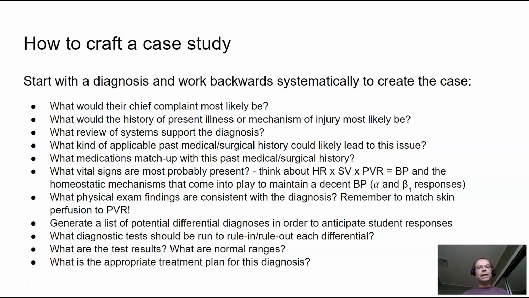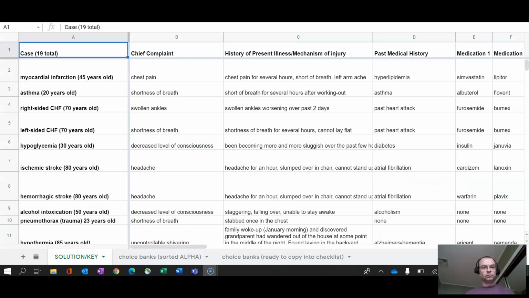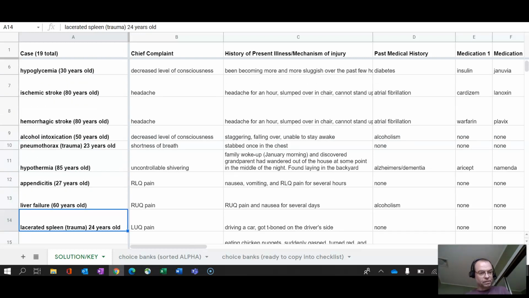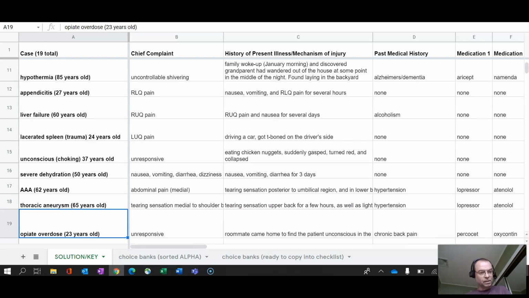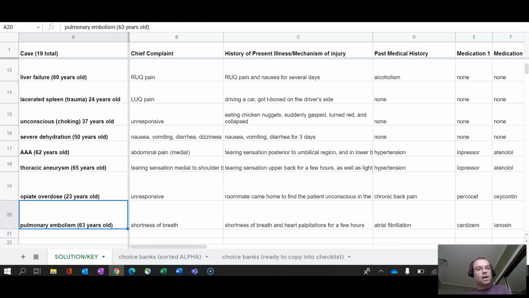So now let's take a look at a way to organize all this information in a spreadsheet. So here's the master spreadsheet that I use to organize all my data. On the left-hand column, column A, we have 19 different diagnoses, ranging from myocardial infarction to asthma, right-sided congestive heart failure, left-sided congestive heart failure, hypoglycemia, ischemic stroke, and on and on. In the next column, column B, I have the associated chief complaint.